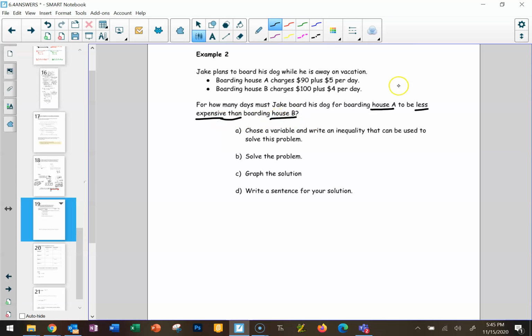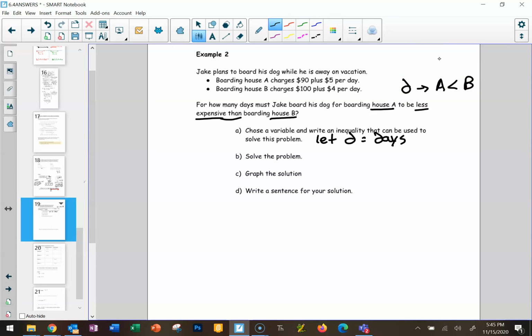So what we're looking at is how many days. So if we're going to choose a variable, let's let D equal days, because that's the variable we're going to need. And then let's look at the information they've given us, and then let's see what it is that we're actually trying to prove here. We're trying to prove how many days it takes for house A to be less than, so less expensive than house B. That's not actually an equation. That's just me organizing my thoughts.